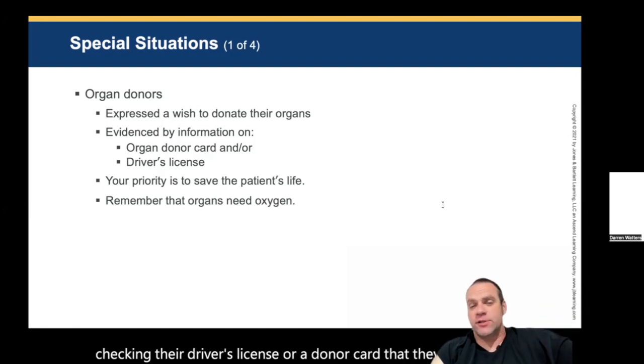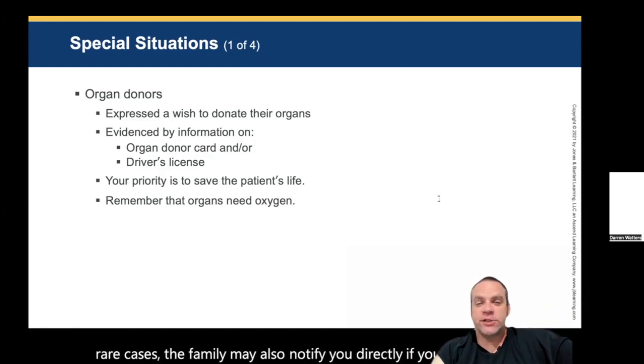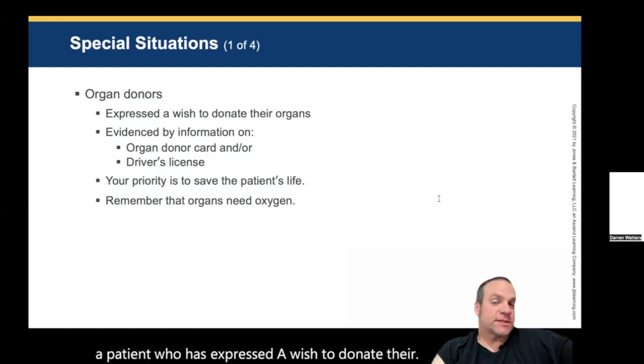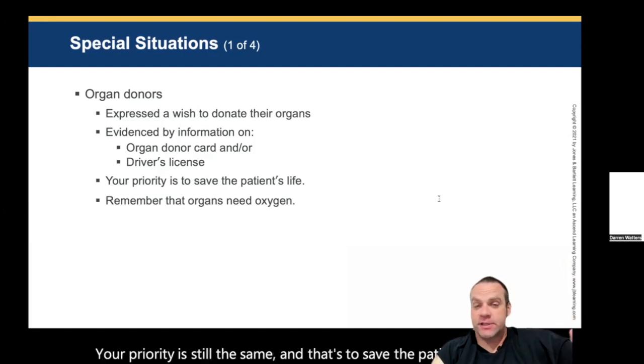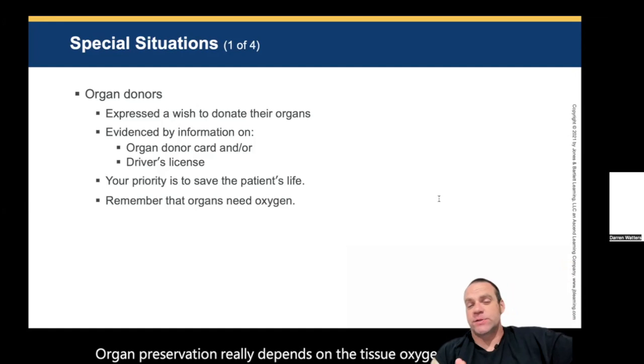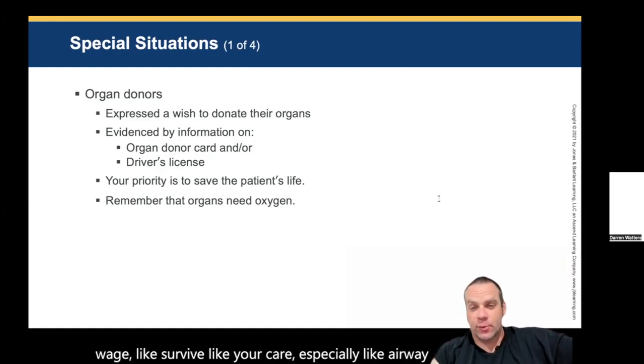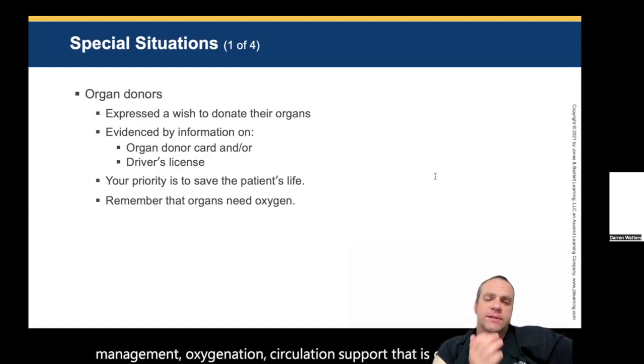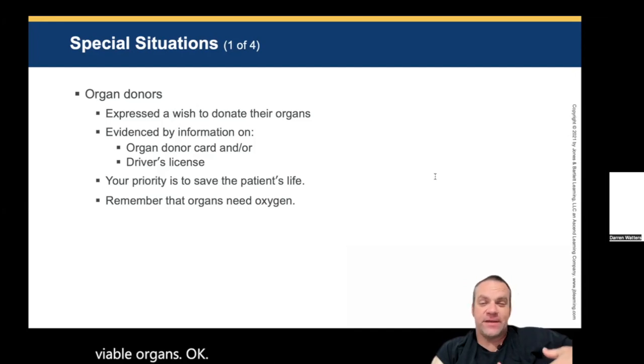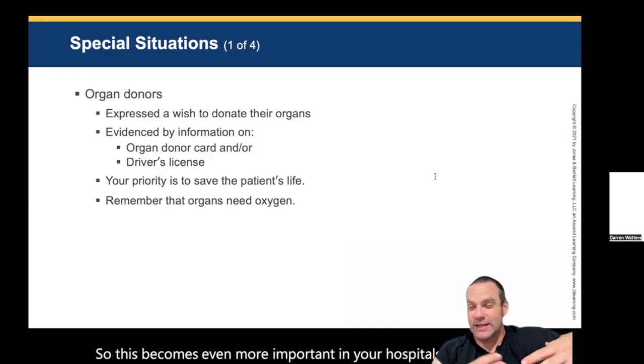If you encounter a patient who has expressed a wish to donate their organs, your priority is still the same, and that's to save the patient's life. Organ preservation depends on tissue oxygenation. So even if the patient is unlikely to survive your care, airway management, oxygenation, and circulation support are critical to maintaining viable organs. This becomes even more important near hospitals that are affiliated with organ procurement organizations.